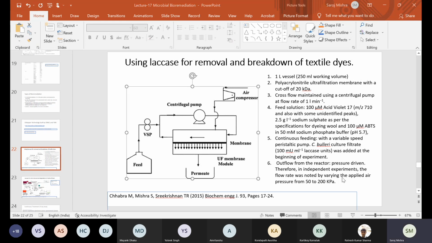So should we move to the next slide? Yes, yes. Yeah, just hold on, I think.